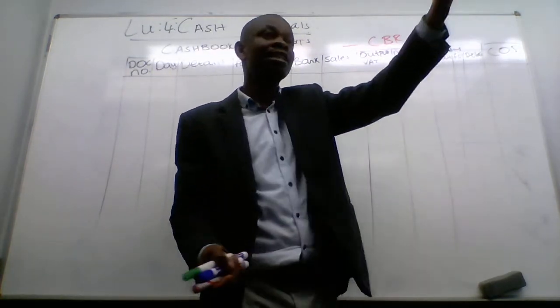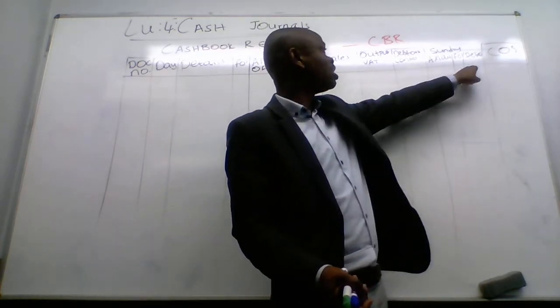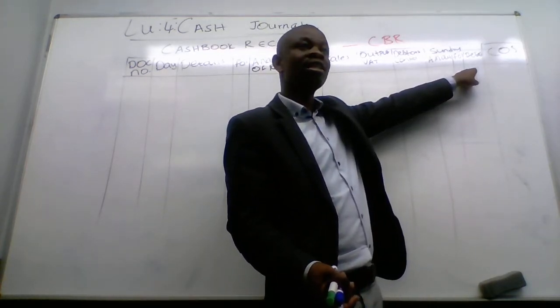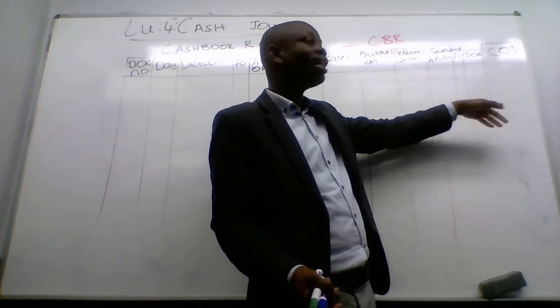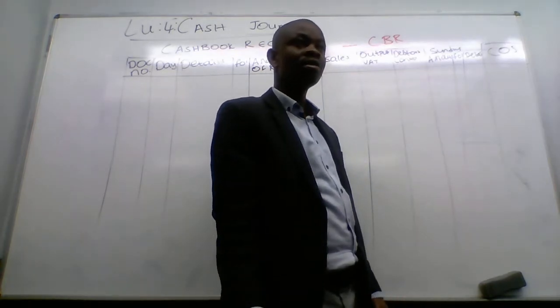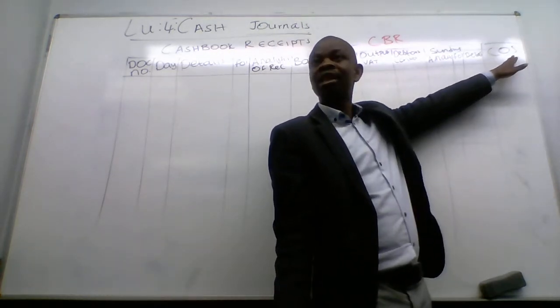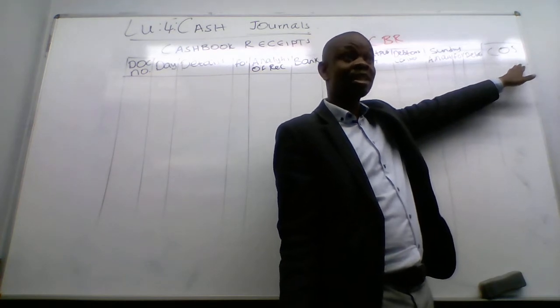So that account, for example, let's say it is equipment. You are going to write equipment under details. And I'll talk more about the folios thereafter. And you put the amount. You are not surprised here. This stands for what? Cost of sales.